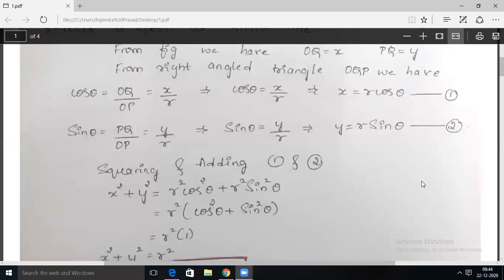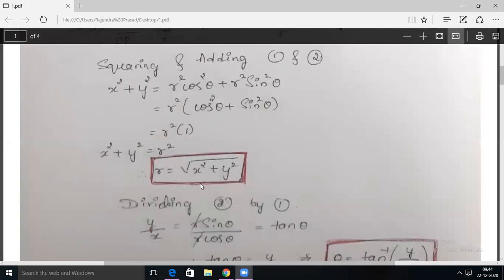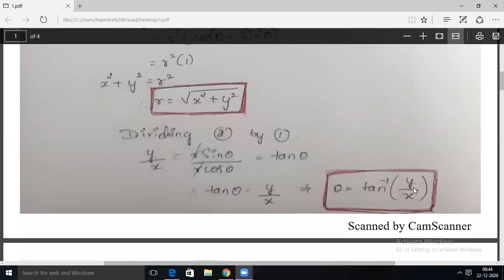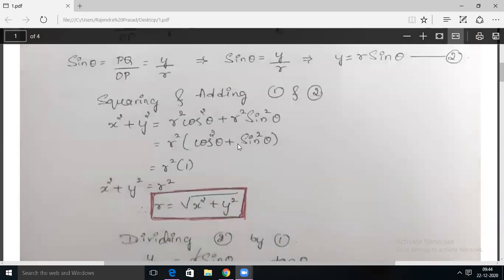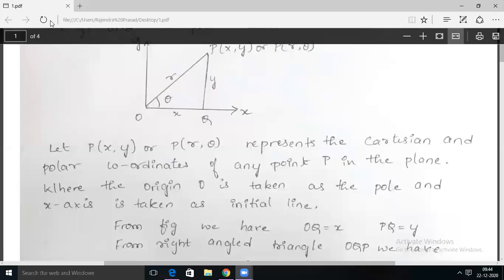These are equation number 1 and 2, and also r is equal to square root of x square plus y square, and theta is equal to tan inverse of y by x. So these four are very, very important. So keep in mind. Yes, any doubt here? Any questions you have for this part?